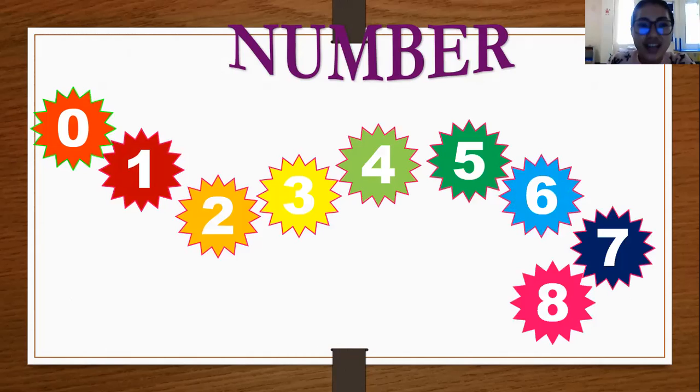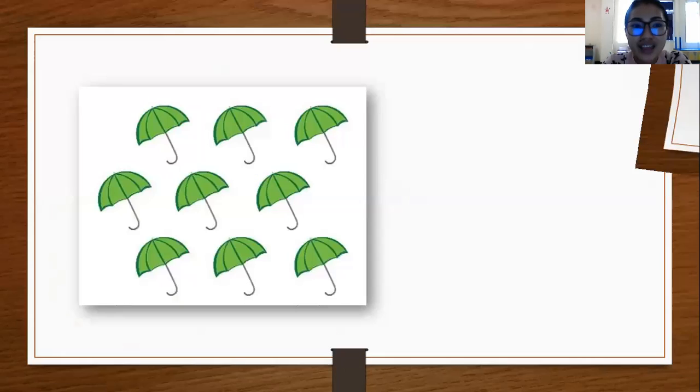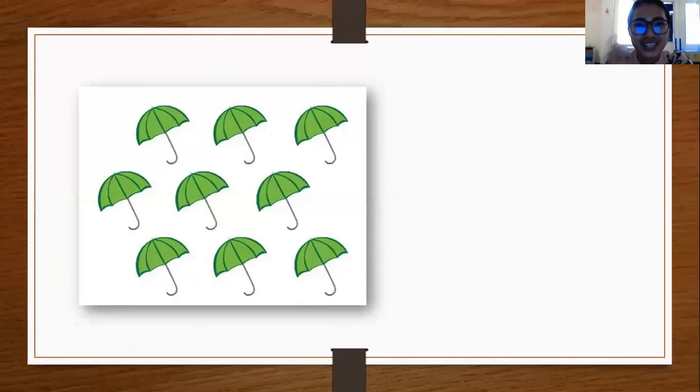Again, everyone, let's count one more time. 0, 1, 2, 3, 4, 5, 6, 7, 8. Good job. Now, this afternoon class, we are going to learn a new number. Let's count how many umbrellas there are first, before I tell you what number we are going to study this afternoon.